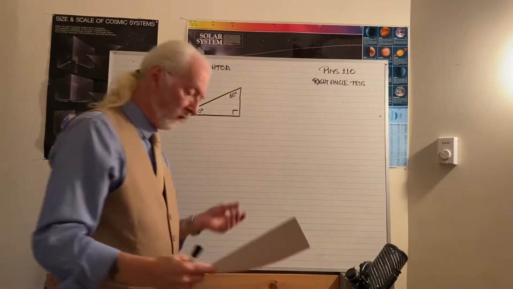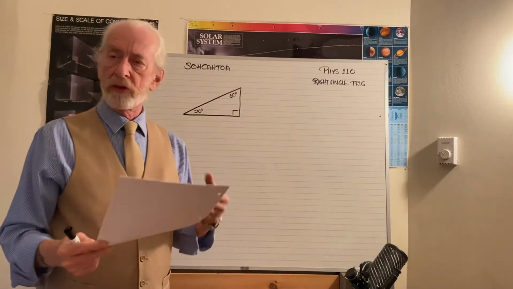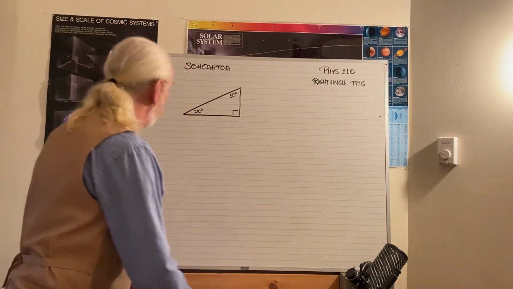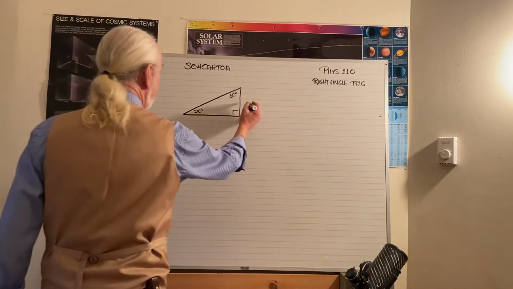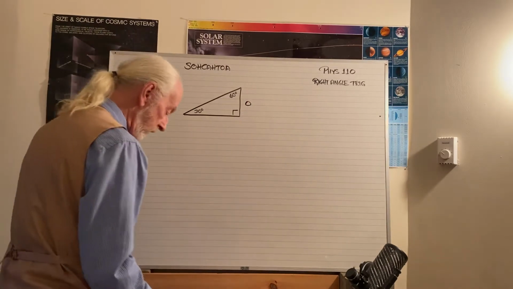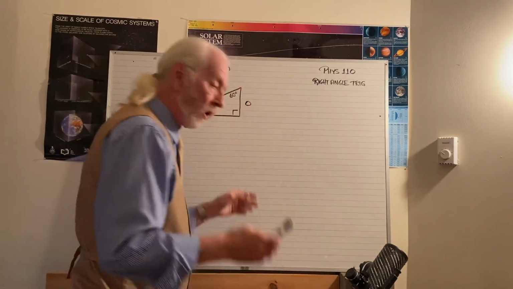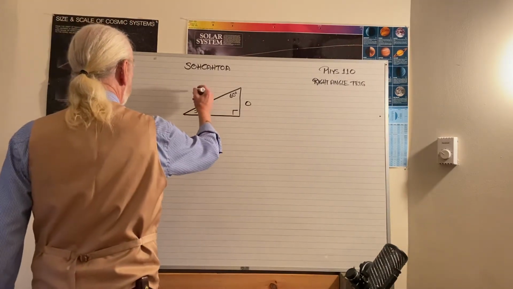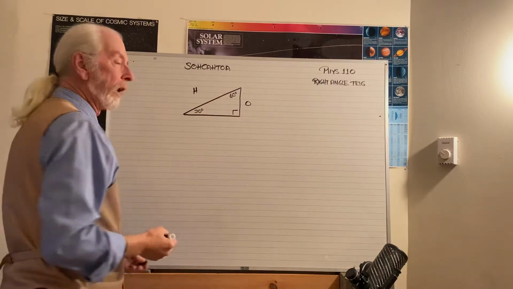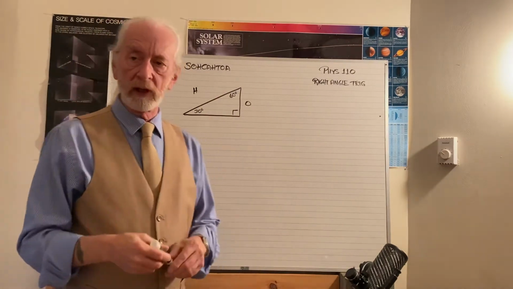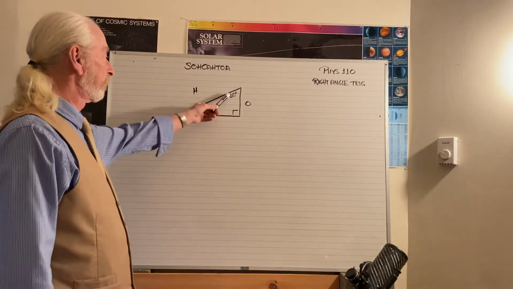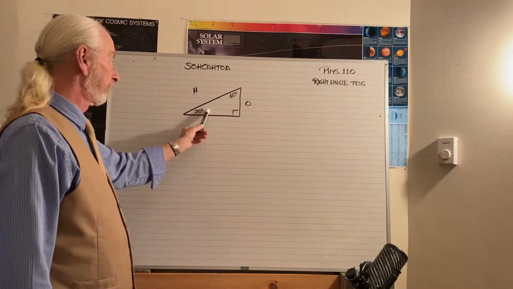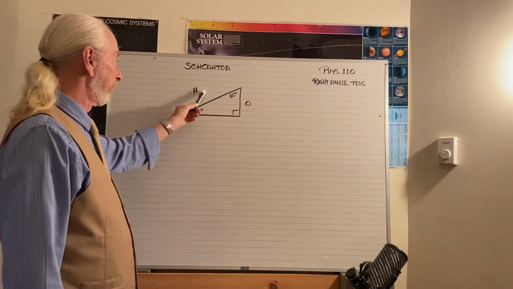And he said that one of the unique characteristics of a 30, 60, 90 triangle is that the side opposite the 30-degree angle, this side right here, the opposite side, is always 1/2 the length of the hypotenuse right here. No matter how big or how small that triangle is, if it's a 30, 60, 90, then the opposite side to 30 degrees is always going to be 1/2 the length of the hypotenuse.